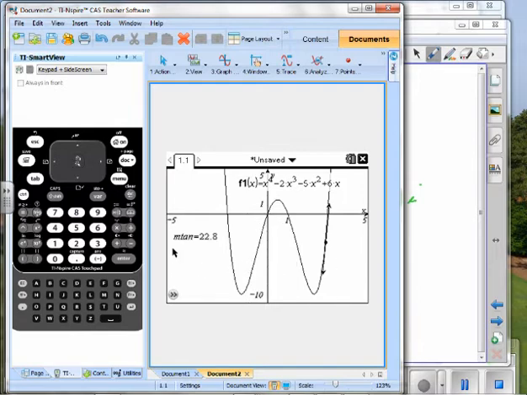So if the first derivative is positive, the slope is, I'm sorry, I said that wrong. If the first derivative is positive, the function is increasing, and if the first derivative is negative, the function is decreasing.